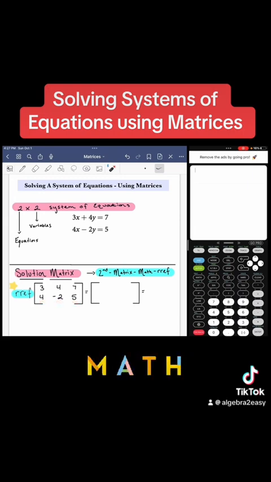And before I go any further, I just want to make a note. Notice how I lined up all my x values, all my y values, and then my totals. It is imperative that you do that whenever you want to use a matrix to solve a system of equations.